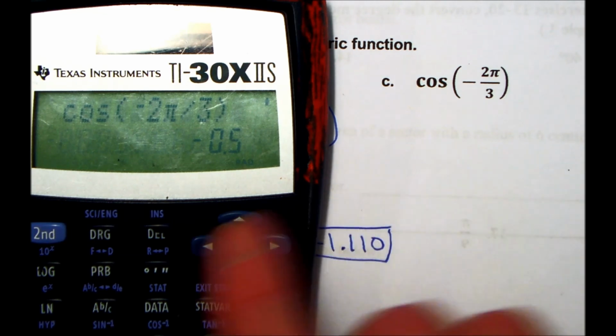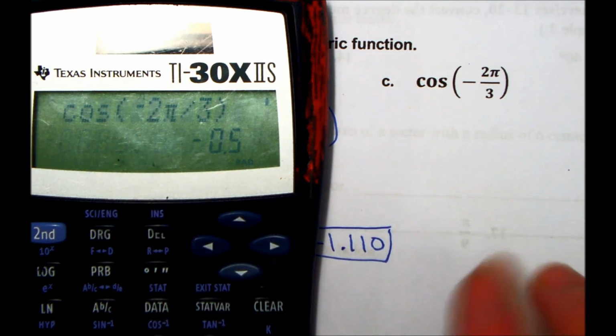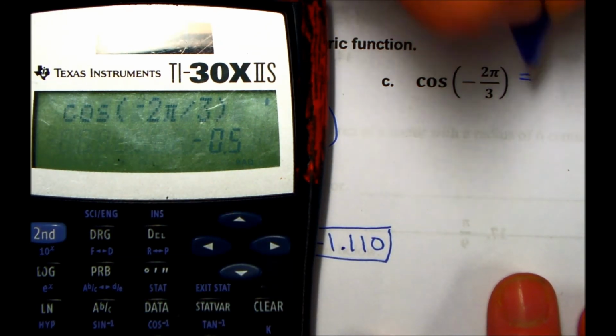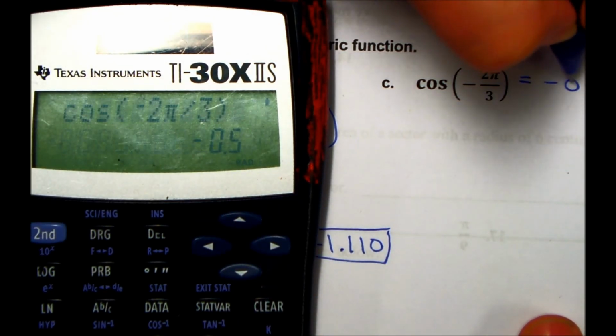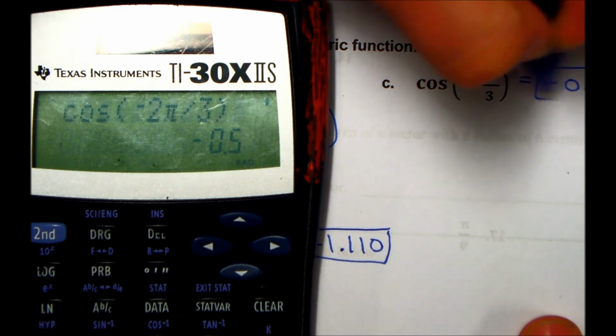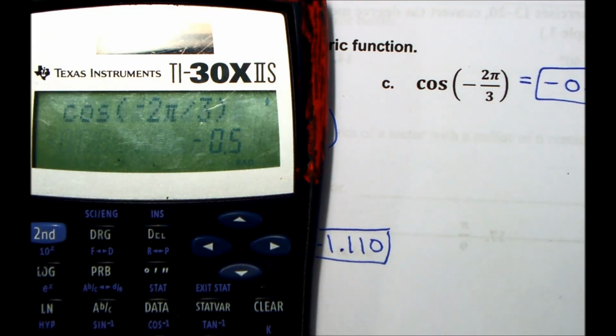All right, so just plug that in your calculator. Again, make sure your calculator's in radians, not degrees, and then you get negative 0.5. And that's it. All right, that's the end of our notes here, I think.